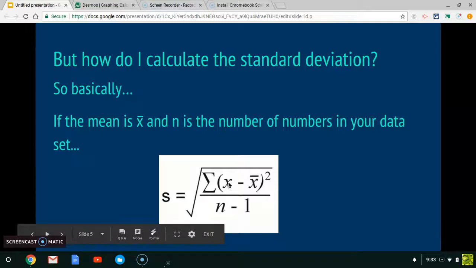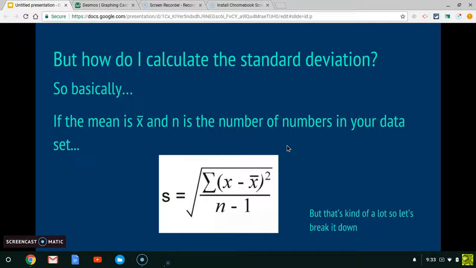What we want to do is take all of our numbers in our data set, each x value, subtract the average from that, and square it. Then this sigma here means that we're going to add up all those things. Then we're going to divide by n minus 1, so the number that there are minus 1. And then we're going to take the square root of that. But that's kind of a lot, so we're going to break it down into small steps.